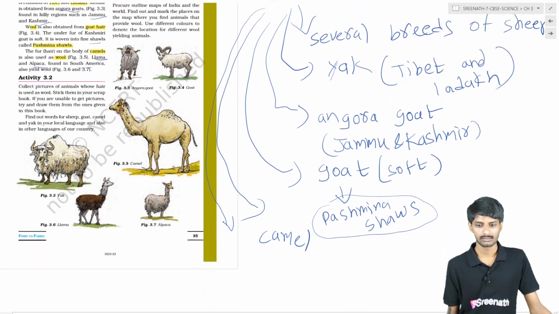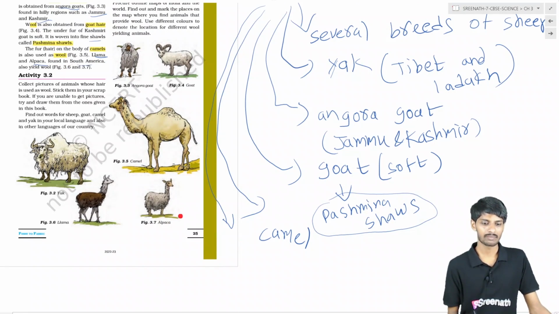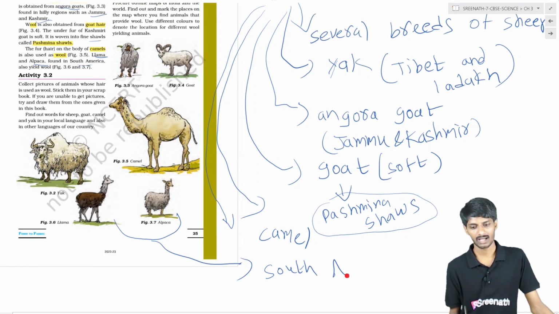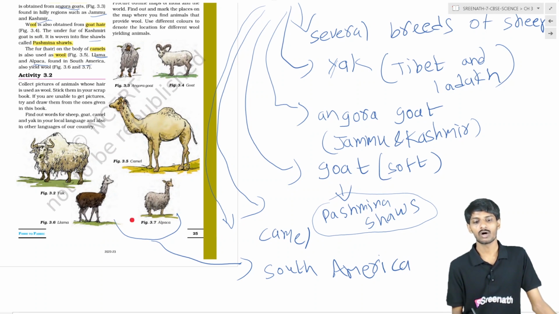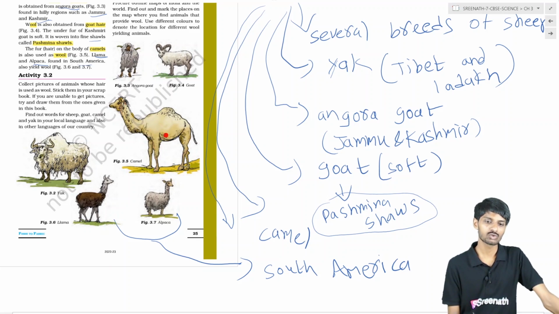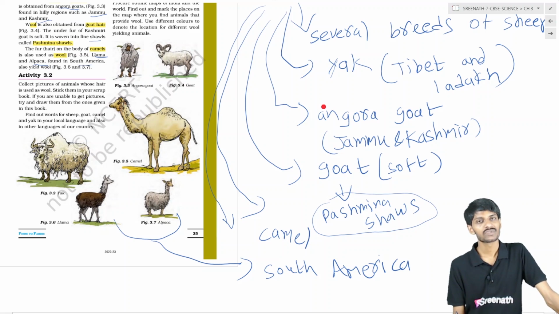These two animals are in South America, and their wool is used in South America. Camel is another animal from which we can get wool, and from yak also we get wool, and yak wool is mainly used in Tibet and Ladakh areas. Angora goat wool is mostly famous in Jammu and Kashmir, and we can use goat hair also. Goat wool is very soft, and it is used to weave Pashmina shawls.